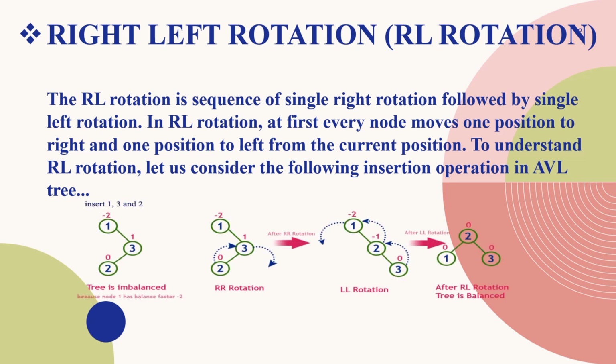So as you can see in the diagram, the first tree is imbalanced because node 1 has a balance factor of -2. So let us move towards the next step, that will be the RR rotation. So after RR rotation, the tree will pass to the LL rotation. So after doing the left rotation, the tree will get balanced.